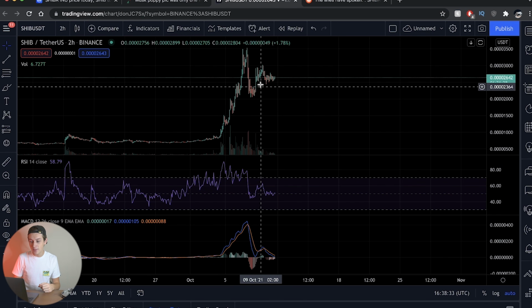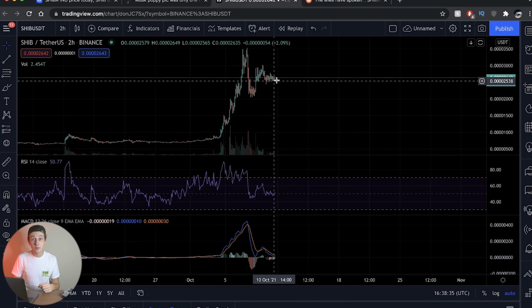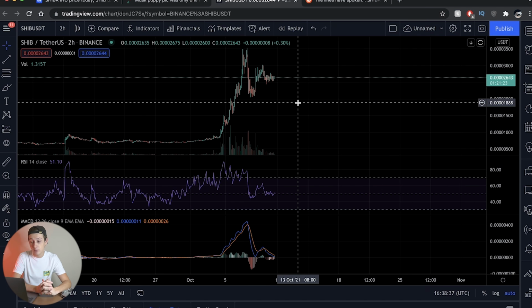And again, if this technical pattern turns out to be true, guys, we could see a massive breakout relatively soon. Could. Big emphasis on could. We have to kind of wait and see, guys. Again, Shiba Inu is a big waiting game.